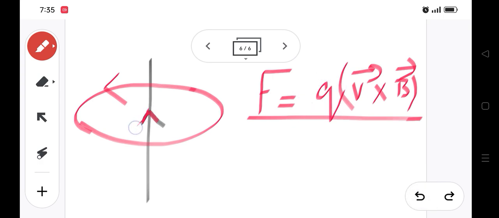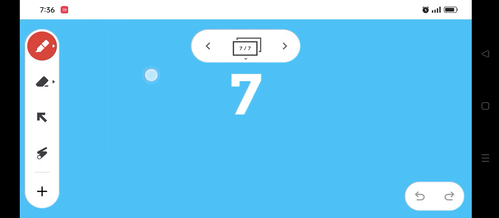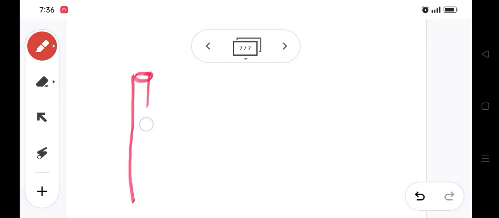Now we are going to find the magnetic force acting on a current carrying conductor. For a charge Q it is Q into V cross B. So a current I is passing through this straight conductor. Here we have a conductor. It's an enlarged view of that conductor, and it has an area of cross section A. Then it has a length L and a current I is passing.